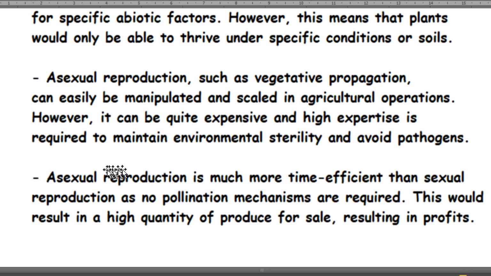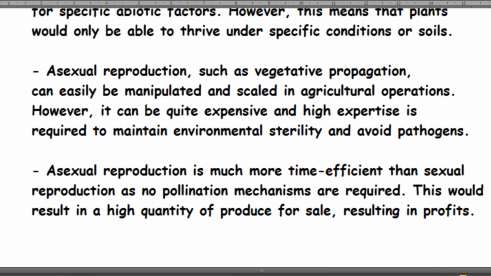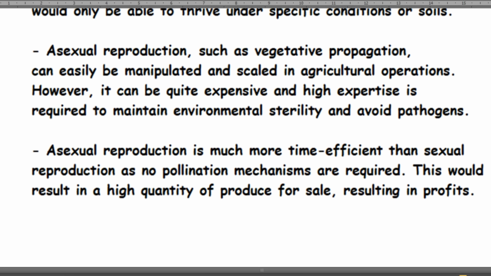And the fourth point here, asexual reproduction is much more time efficient than sexual reproduction as no pollination mechanisms are required. This would result in a high quantity of produce for sale, resulting in profits. And then you could say, well, in this case you have the same disadvantage as I said before, environmental sterility. You need to maintain a controlled environment that requires money and expertise and modern equipment. So you can't just gear up and say you want to do it. You have to make sure that you have everything in place.